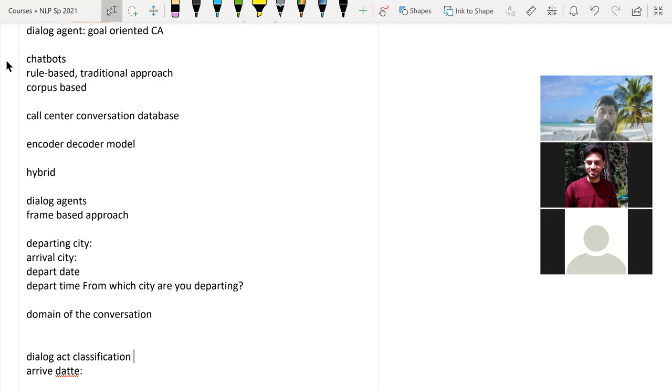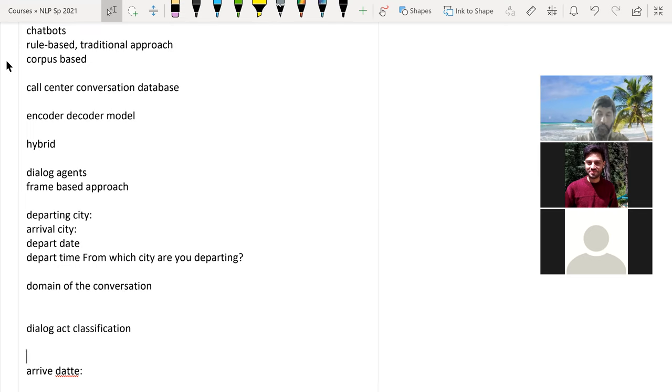But for your various applications, there might be finer grains of such dialogue acts, and you would like to classify them. And based on that classification, of course, you make your decisions and filling of the frame. So one of those dialogue acts that is somewhat important is trying to find intent classification. What is the intent expressed in a particular utterance?